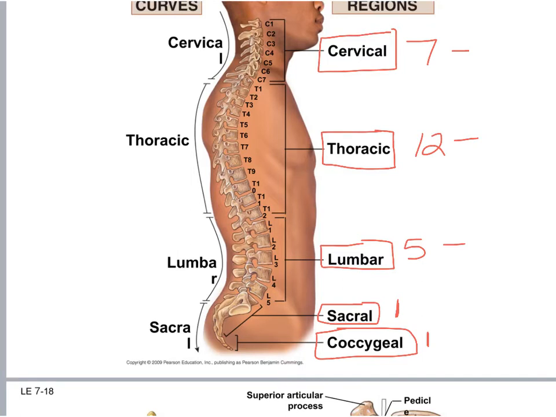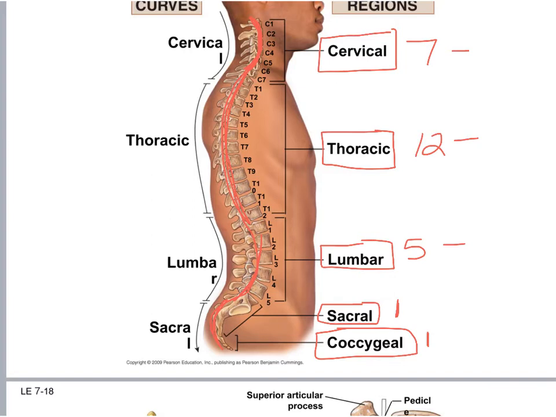Now when we look at the spine from the side, we can see that it has curves to it. The cervicals have a curve that kind of goes inward. And then the thoracics have a curve that goes more outward. And then the lumbar goes back in again, and then the sacrum goes back out again. So we end up with these 4 spinal curves, and they're normal. That allows for less pressure on top of those bones.